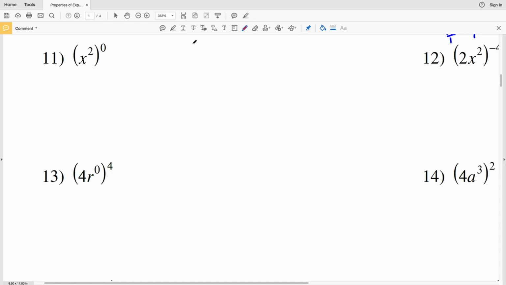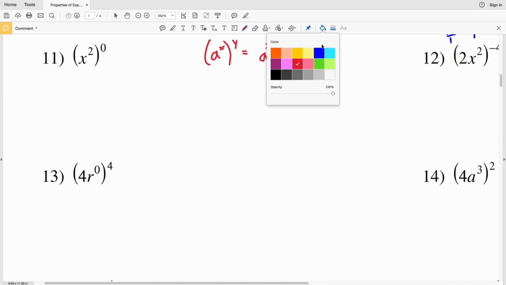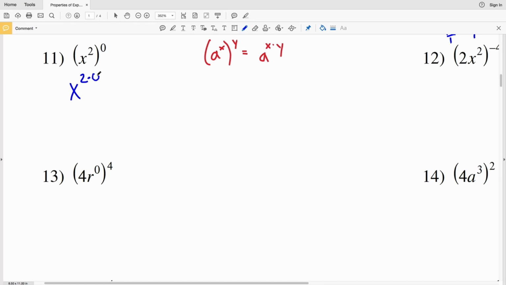Now for the power rule, if we have a to the x, and we're raising that to the y, we can simply do a to the x times y. So in number 11, if we have x squared to the 0, we can write x to the 2 times 0, which is x to the 0, and any number raised to a 0 exponent is equal to 1. So in number 11, we can simplify x squared to the 0 as 1.